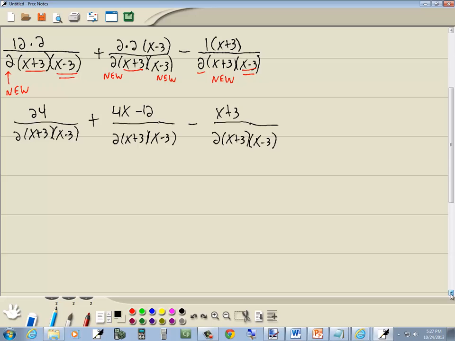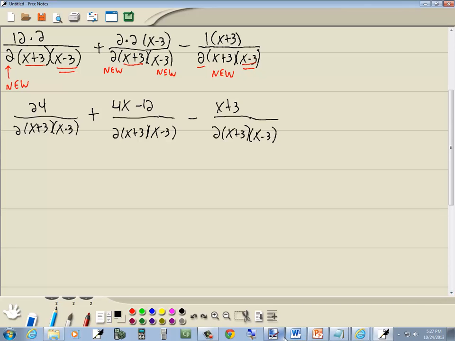Well, now they all have the same denominator, so we're going to add or subtract the top parts. Remember, if you have a negative out in front of your fraction, that flips the sign of all the terms up on top when we merge them together. So we're going to have 24 plus 4x minus 12. And this positive x becomes a negative x. This positive 3 becomes a negative 3. All over our denominator.